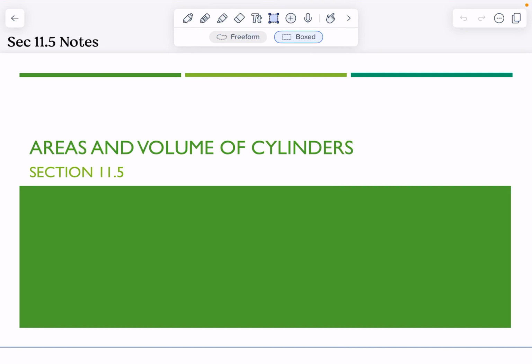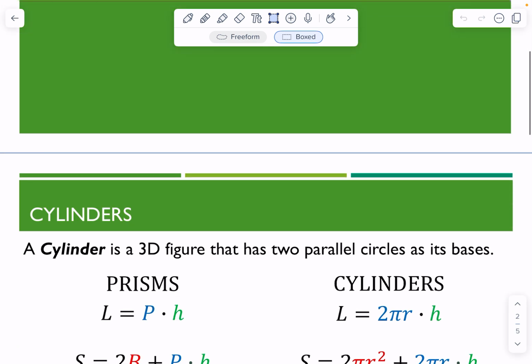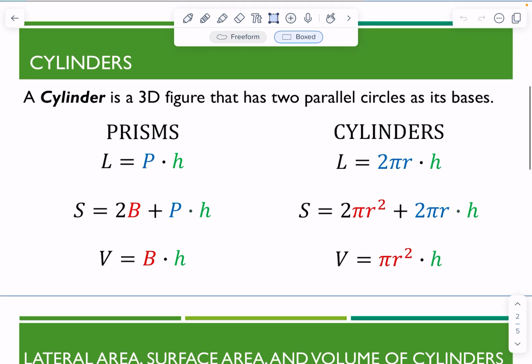Continuing on in chapter 11, today we're going to be talking about surface area, lateral area, and volume of cylinders. All right, what makes a cylinder? A cylinder is a 3D figure that has two parallel circles as its bases.